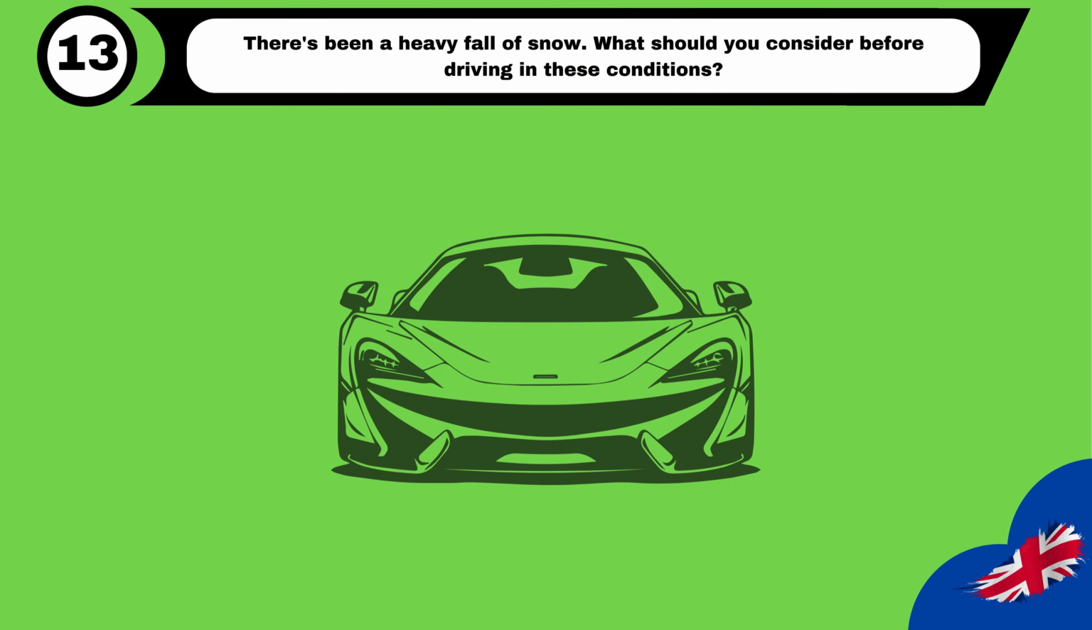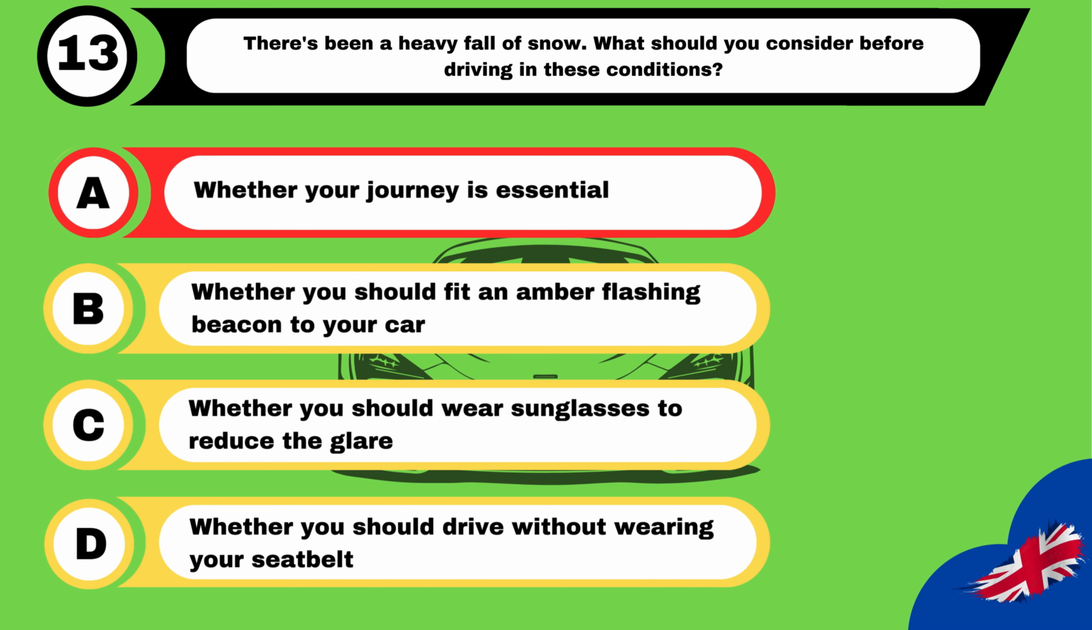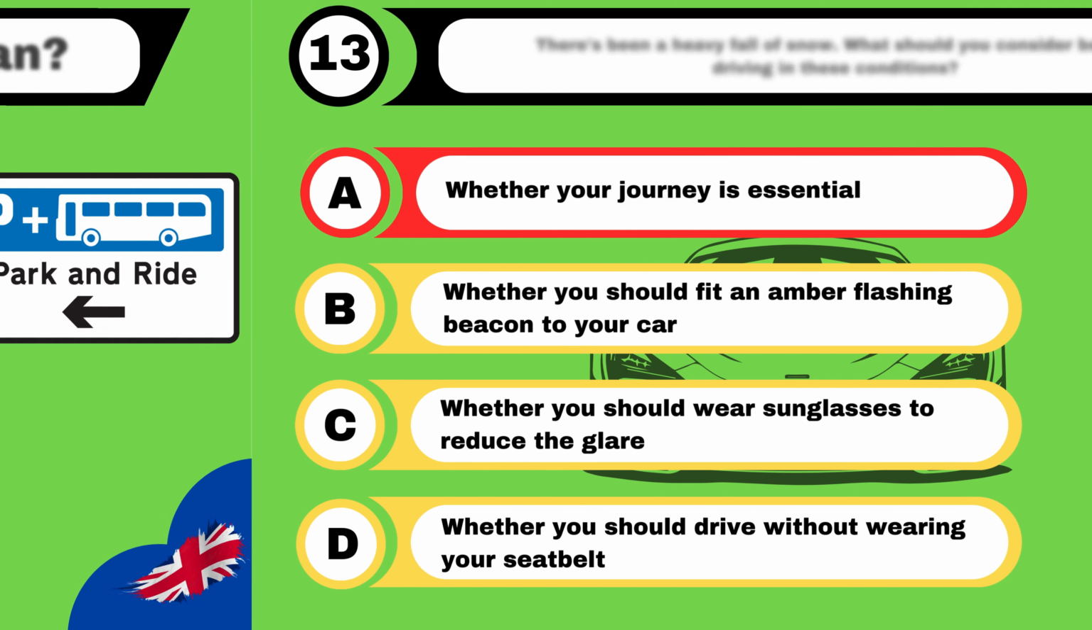Question 13. There's been a heavy fall of snow. What should you consider before driving in these conditions? A. Whether your journey is essential. B. Whether you should fit an amber flashing beacon to your car. C. Whether you should wear sunglasses to reduce the glare. D. Whether you should drive without wearing your seatbelt. The answer is A. Whether your journey is essential.